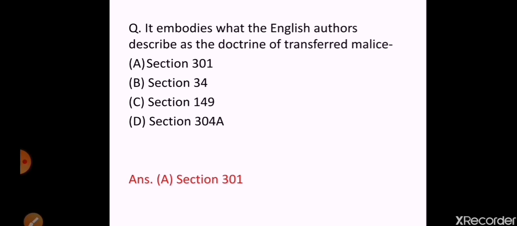If I say in my explanation, yes, culpable homicide deals with culpable homicide by causing death of a person other than the person whose death was intended. So here the malice has been transferred.